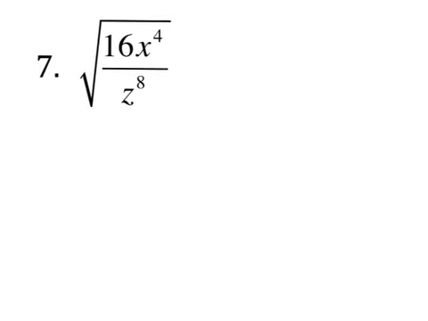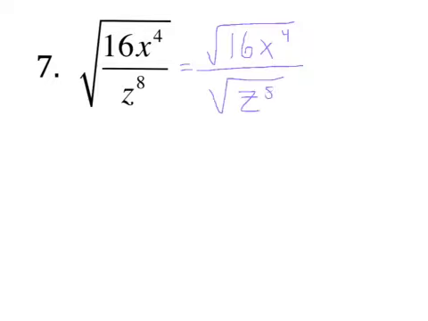Back over to number 7. First thing we want to do when we have a fraction inside the square root is break it up. So we're going to have the square root of 16x to the 4th over the square root of z to the 8th. Now you might want to multiply by the square root of z to the 8th over the square root of z to the 8th, but we can actually take the square root of it.